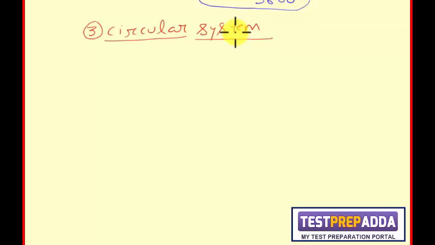Circular system. Here, the unit for measurement of angles is radian. In the sexagesimal system, the unit was degrees. Here we say radian. Now, what is the definition?